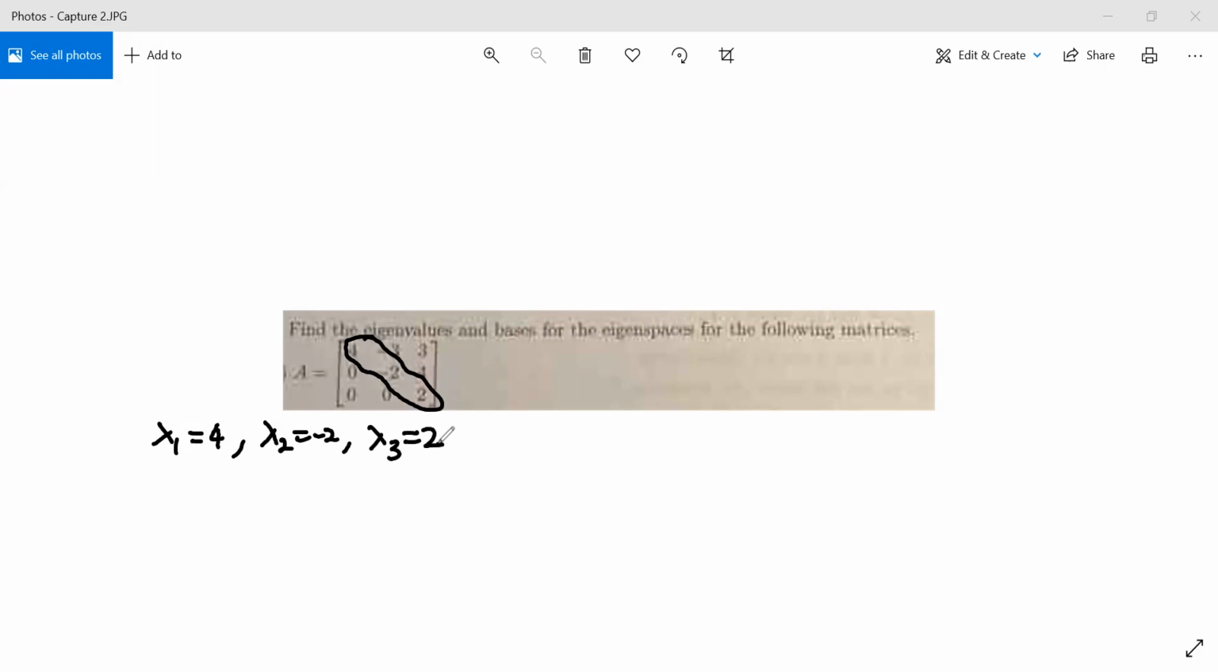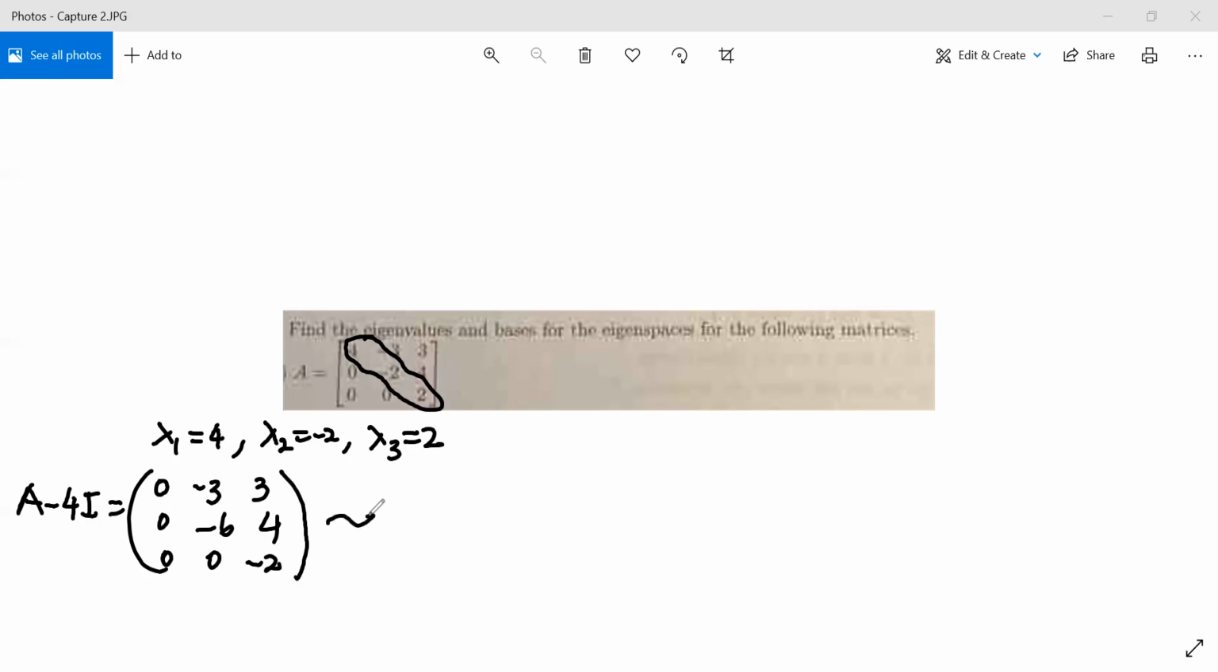Now I just have to find an eigenspace corresponding to each lambda. So I'm going to start with 4. So this will be A minus 4 times the identity. That means I need to subtract 4 from the main diagonal. So 3, 0, and this will be -6. And subtract 4. Oh, this is going to stay the same. And then 0, 0, 2 minus 4 is -2. Got this. Now I'm going to reduce this.